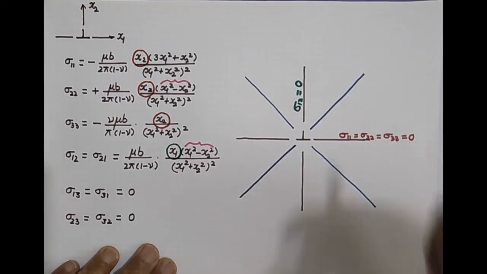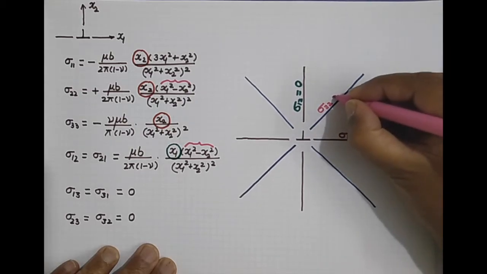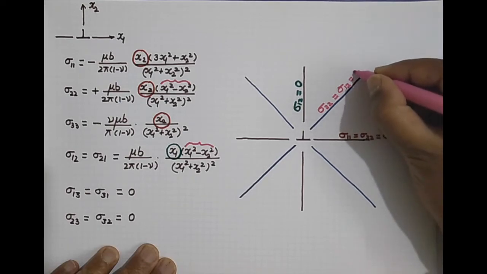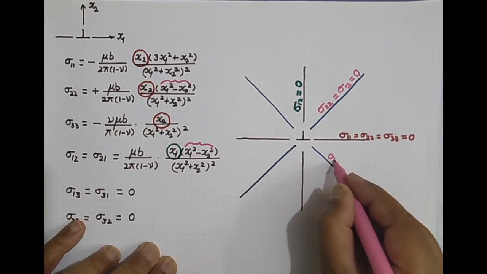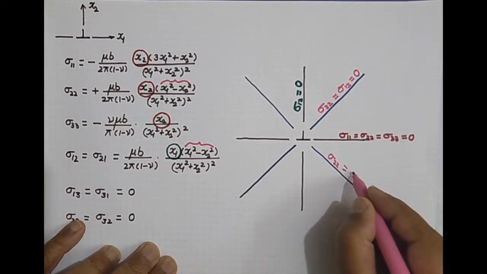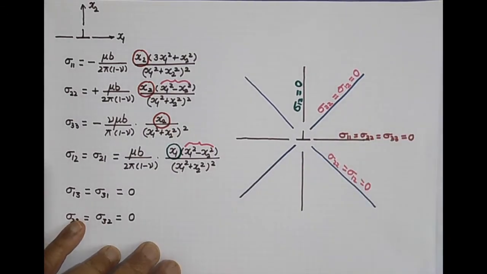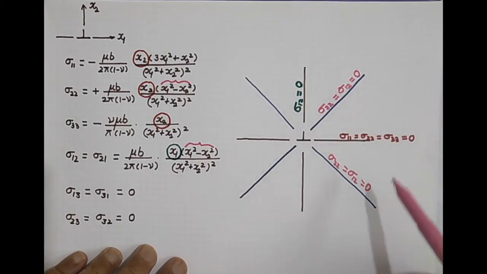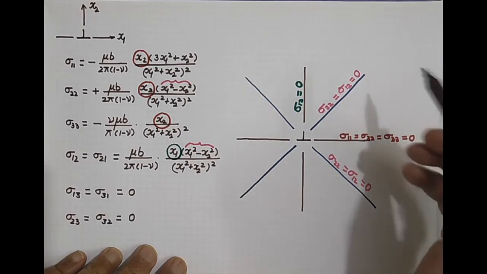So here we will have sigma 2,2 is equal to sigma 1,2 is equal to 0. And similarly, here also, sigma 2,2 is equal to sigma 1,2 is equal to 0. So these are the properties of these lines. So any point along these lines will have these components of stresses 0. But what about the other points in this space?